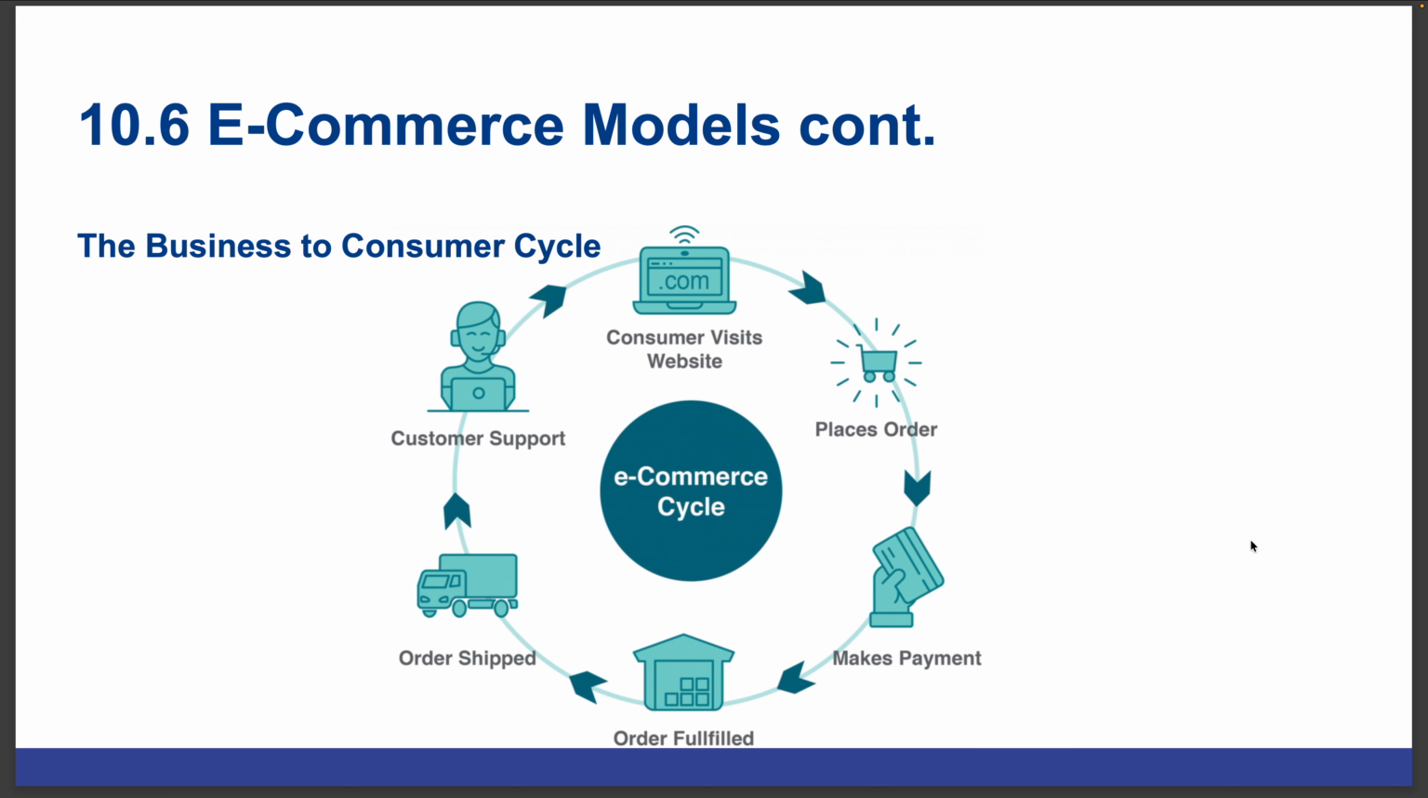So the e-commerce business to consumer cycle operates in a cyclical fashion, wherein a consumer visits a website, evaluates and shortlists the products, places the order, makes the payment. Once the payment is made, order is fulfilled and shipped. Once it is shipped, after sales support can be provided by the customer support, and the customer can again come back for another round of commercial transaction with the businesses.